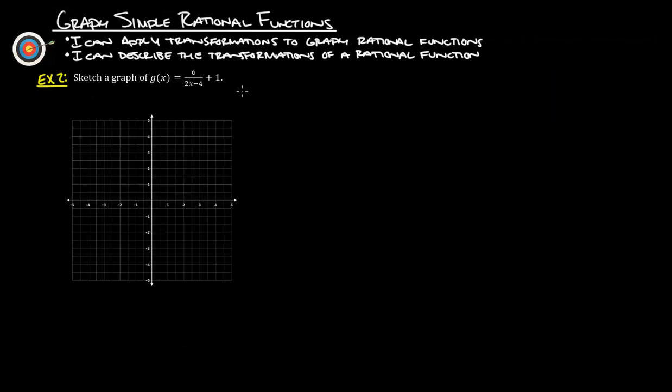So we're going to sketch a graph of this here. A little different than the first one because we've got some extra numbers going on. Here are the basics. This +1 is going to be our horizontal asymptote. So at +1, we're going to have an asymptote right here. It crosses through the y-axis, so we get y equals 1.